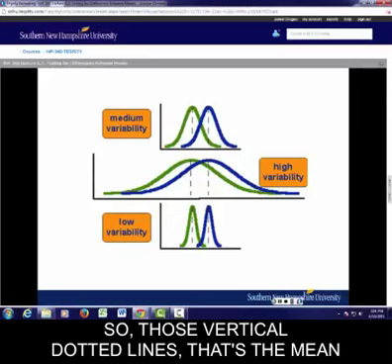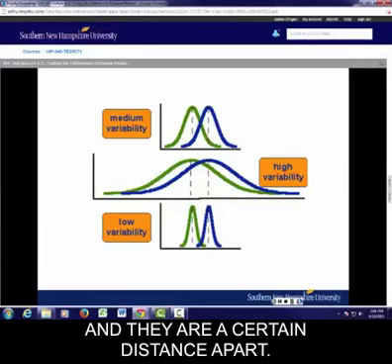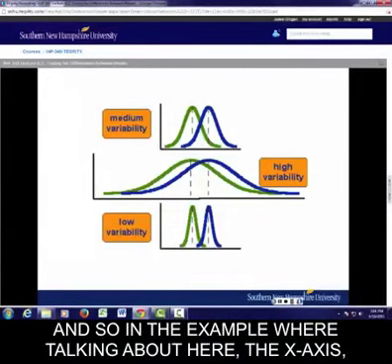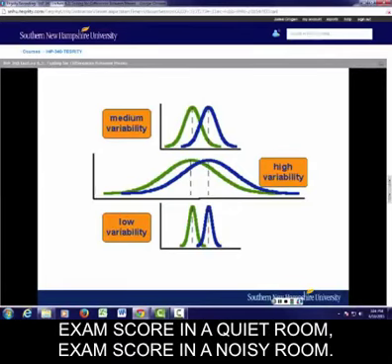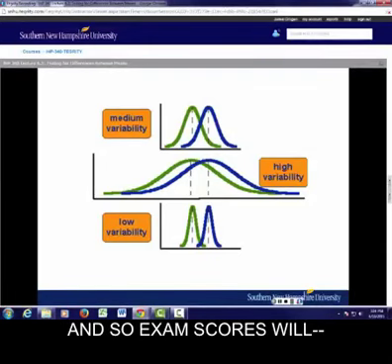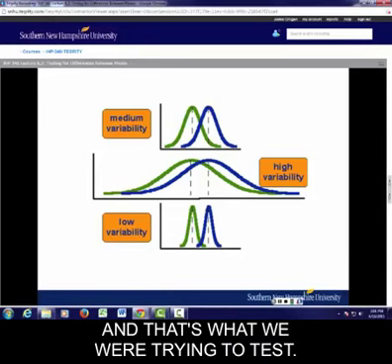So those vertical dotted lines, that's the mean for the green group and the mean for the blue group. And they are a certain distance apart. And so in the example we're talking about here, the x-axis, the horizontal axis, is the exam score. Exam score in a quiet room, exam score in a noisy room. And so exam scores may differ under those two conditions, and that's what we're trying to test.